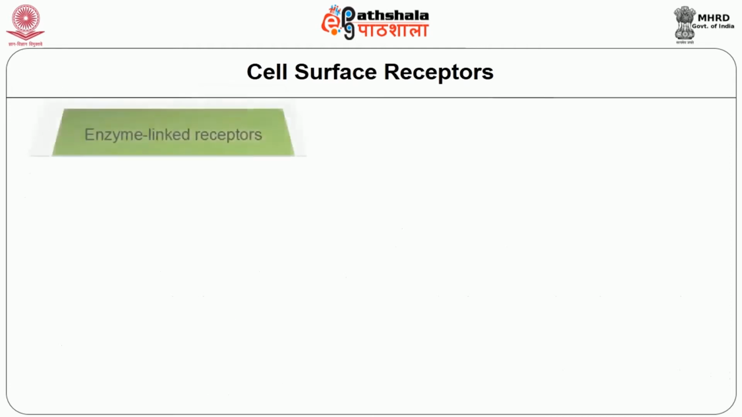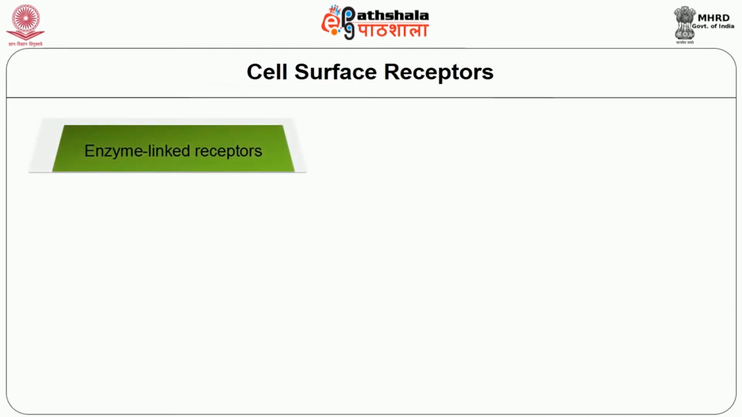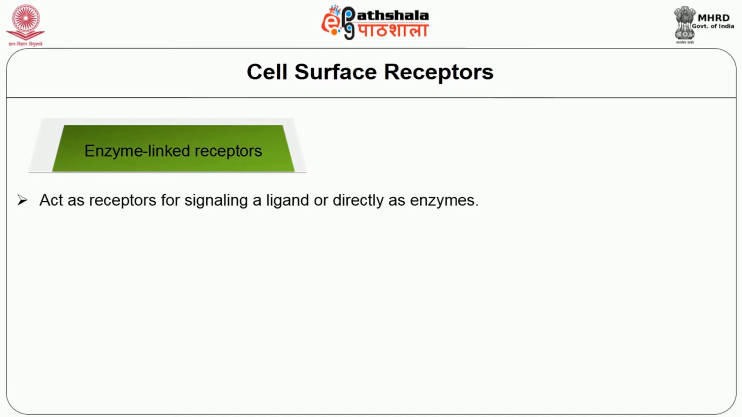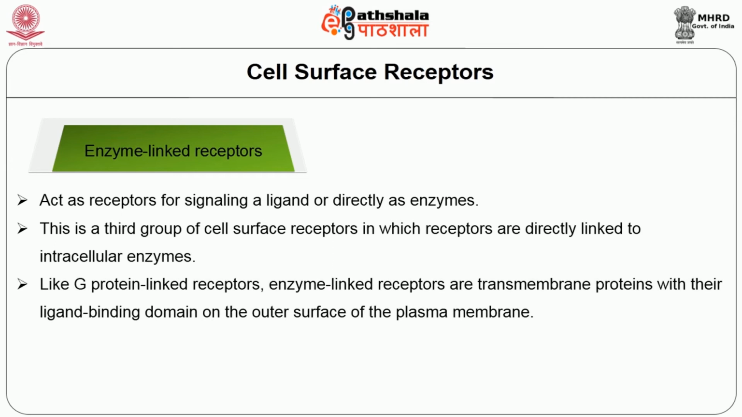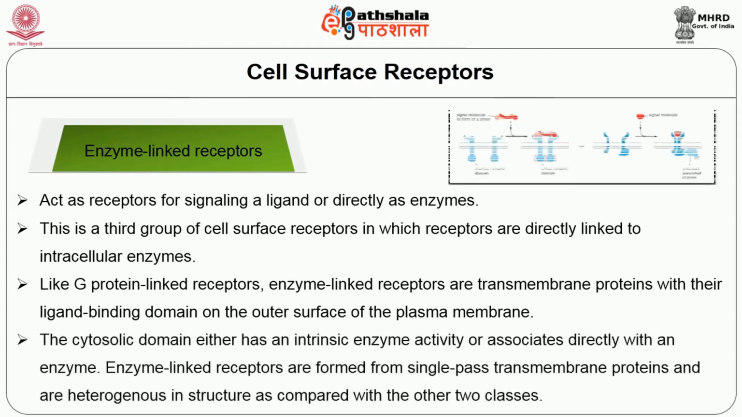The third one we are going to see is the enzyme linked receptors. They act as a receptor for a signaling ligand or directly as an enzyme. So this is the third group of cell surface receptors in which the receptors are directly linked to intracellular enzymes. Like G protein linked receptors, enzyme linked receptors are transmembrane proteins with their ligand binding domain on the outer surface of the plasma membrane. The cytosolic domain either has an intrinsic enzyme activity or associates directly with an enzyme.